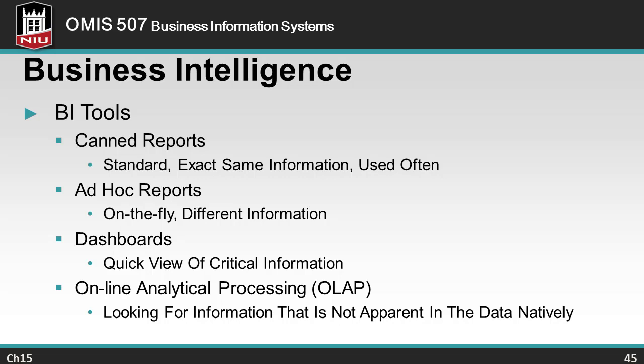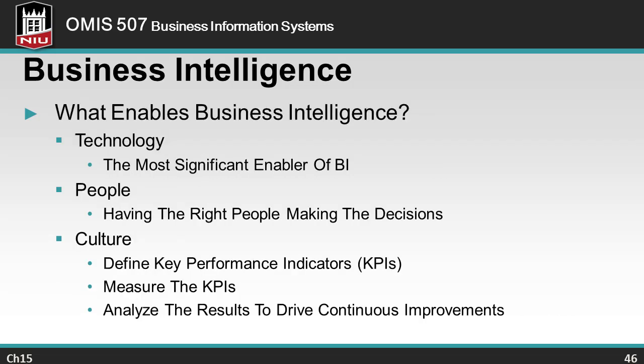Online Analytical Processing, or OLAP, looks for information that is not apparent in the data natively and can provide a more complex view of the data. These complex business intelligence tools are possible due to advances in technology, along with having a clear understanding of the meaning of the metrics gathered. These key performance indicators, if defined correctly, can be used to drive continuous process improvement and result in business success.